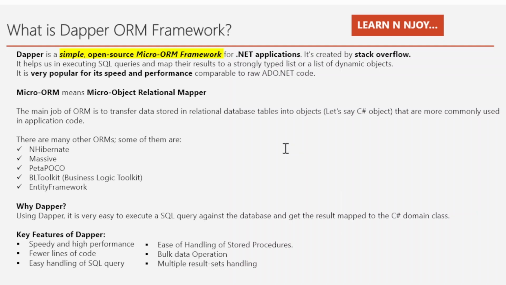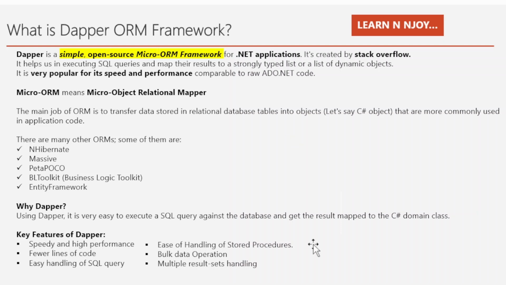There are many other ORMs, some of them are Hibernate, Massive, PetaPoco, BLToolkit, which is also known as Business Logic Toolkit, and Entity Framework. Why Dapper? Using Dapper, it is very easy to execute a SQL query against the database and get the result mapped to the C# domain class. So that's why we go for Dapper.